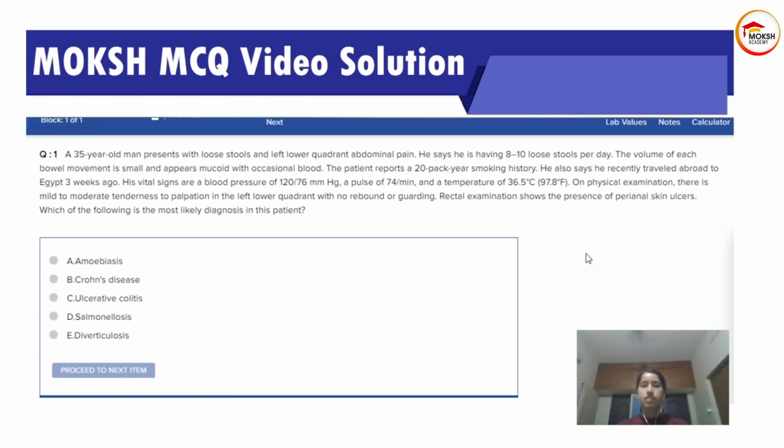His vital signs are a blood pressure of 120/76 millimeter mercury, a pulse of 74 per minute, and a temperature of 36.5 degrees Celsius. On physical examination, there is mild to moderate tenderness to palpation in the left lower quadrant with no rebound or guarding. Rectal examination shows the presence of perianal skin ulcers. Which of the following is the most likely diagnosis in this patient?